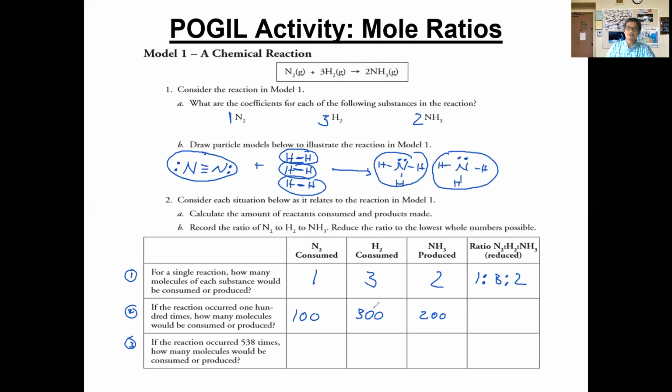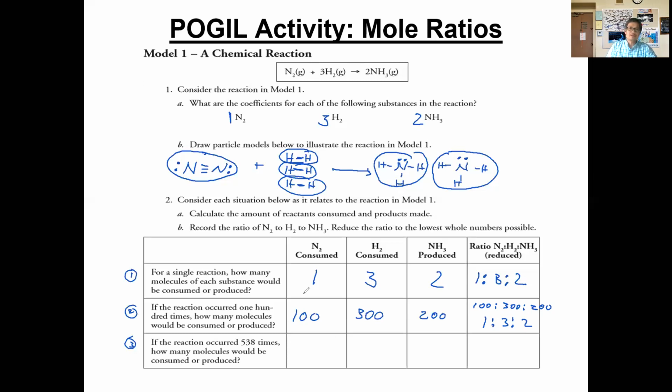Okay, and so if we write out the ratio here, it's going to be 100 to 300 to 200. So instead of just 1 to 3 to 2, we will now need 100. So we're going to run this 100 times. We're going to need 100 molecules of nitrogen. We're going to need 300 molecules of hydrogen to form 200 molecules of ammonia. But if we reduce this again, it's going to be 1 to 3 to 2. We still have the exact same reduced ratio. Okay. All right.